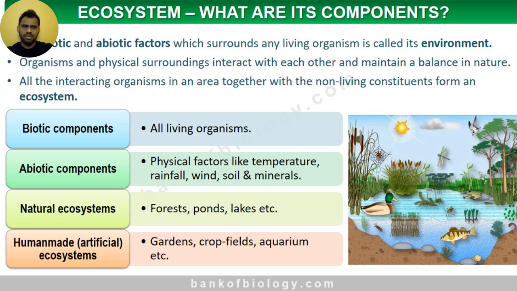So organisms and physical surroundings interact with each other and maintain a balance in nature, definitely. So all the interacting organisms in an area together with the non-living constituents form an ecosystem. Okay. Very straightforward. So ecosystem is all these components, living organisms, non-living components, biotic or abiotic, natural and artificial ecosystem. Everything comes under something called an ecosystem.